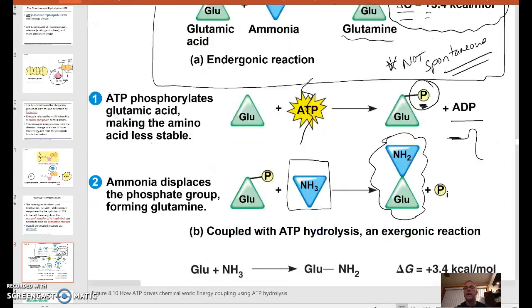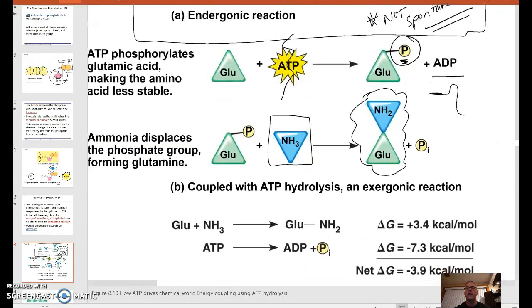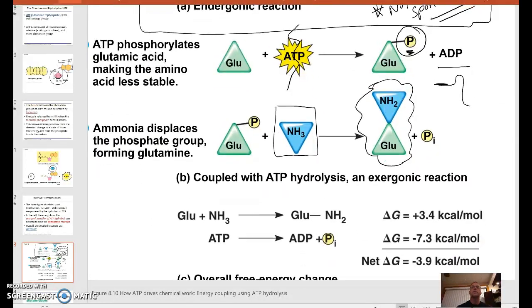If we take a look at it from an energy calculation standpoint, we see the first part of the reaction, which is what we figured was going to be a positive 3.4 kilocalories per mole energy needed. And we see this, which is the hydrolysis of ATP. The hydrolysis of ATP under standard conditions has been calculated to give us a negative 7.3 kilocalories per mole. That's a value that we told you should be familiar with.